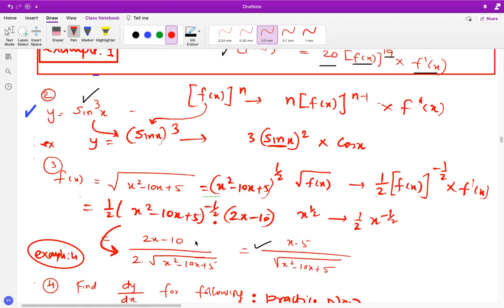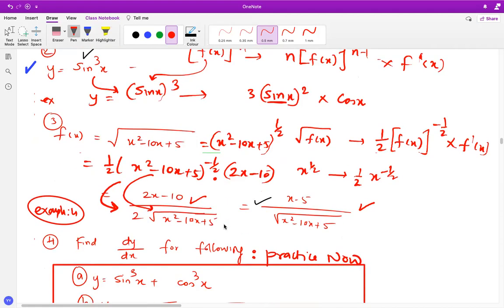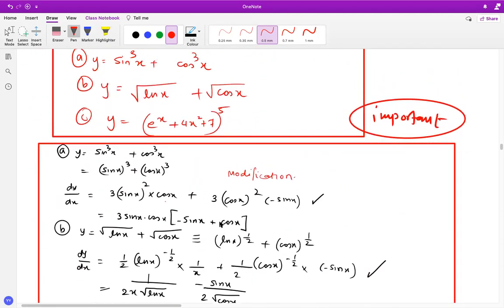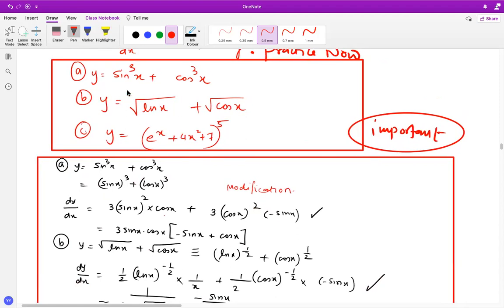So 2x minus 10 I can retain in the numerator, this 2 as it is, and this I can bring down in the denominator like this, which further simplifies if you take 2 common from the numerator and cancel it out with 2. So you get this as my final expression. So these are the 2 examples about the power chain rule. Let's take some more examples about more complicated questions. I'm just going to straight away show you the solution and go over it with you.